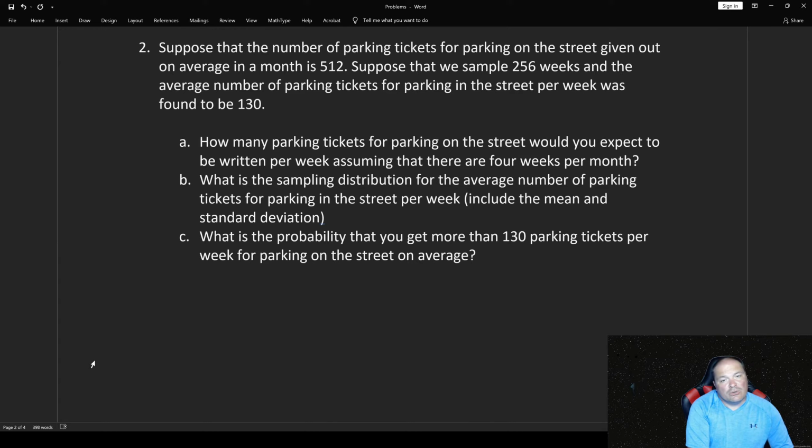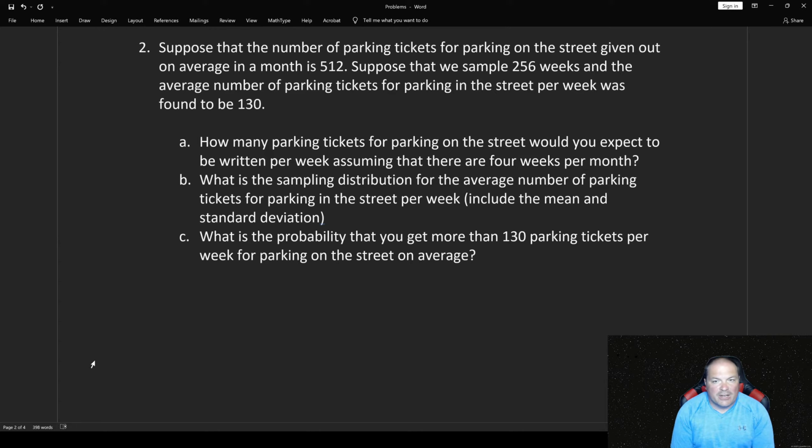Now what we're going to do is take a sample and try to assess how good that sample reflects on what we think the mean is. Now there's a few twists and turns in here because the mean is given per month and the samples are given per week, so you're going to have to do some adjusting to get everything in terms of the same units.